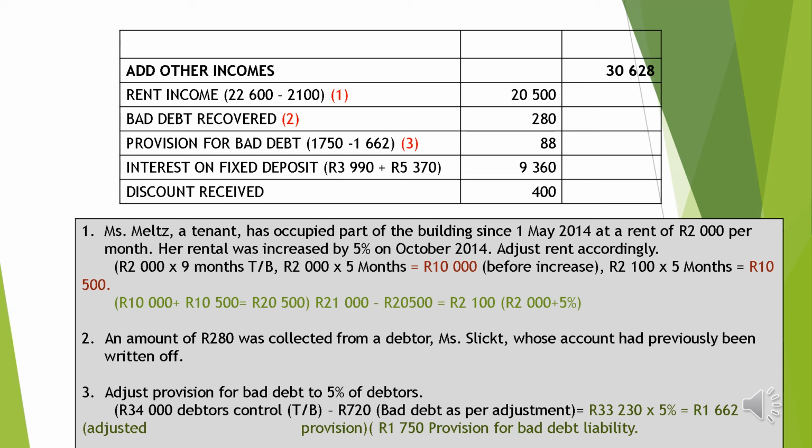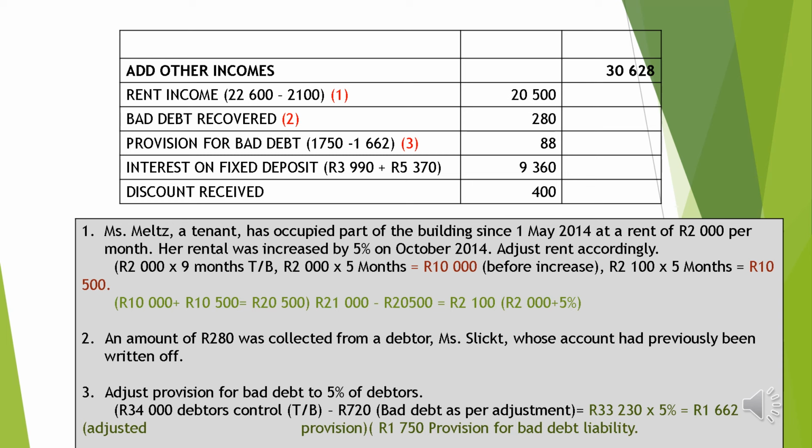Then in your trial balance, you are given an amount for debtors control or your accounts receivable. Then you say less bad debt as per the adjustment, not bad debt as per the trial balance, because bad debt as per the trial balance no longer forms part of your debtors control balance. But the bad debt in your adjustment is not yet updated with regards to your debtors control. So you only need to remove that one because you are adjusting your pre-adjustment trial balance.